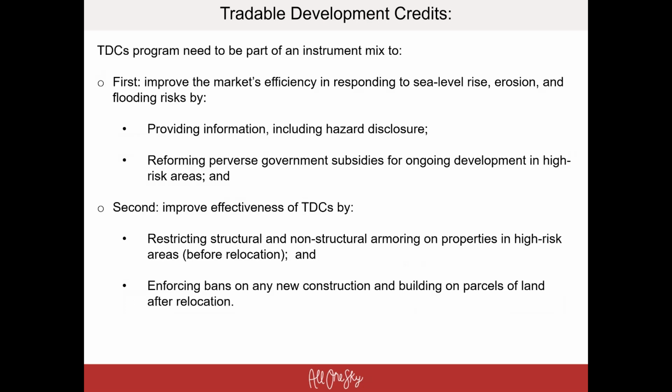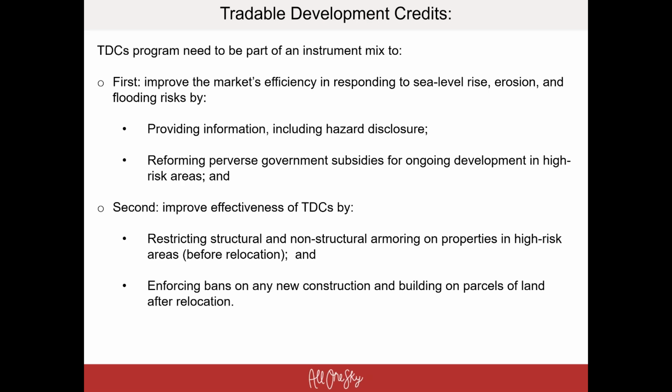Development credit schemes don't function in isolation. For them to work, they also have to be part of an instrument mix, which helps the price signals within the market. You need to also be providing information to the people in the receiving zone about the risks that they face, and also removing, like I referred to earlier, that perverse subsidy for this reinforcing loop of continued development within high-risk areas. Both those things need to happen in order to create an efficient market for transferable development credits.